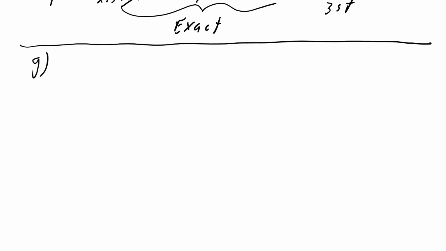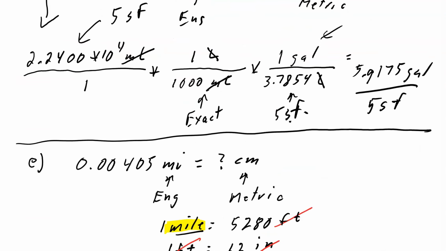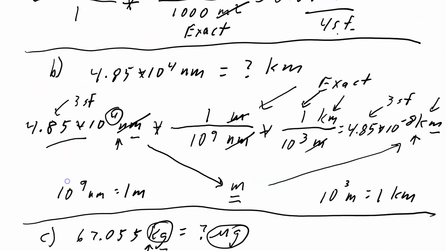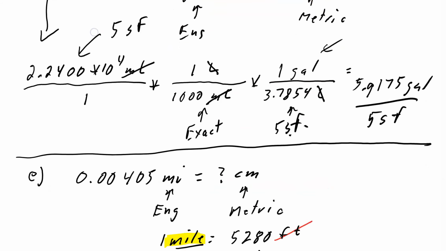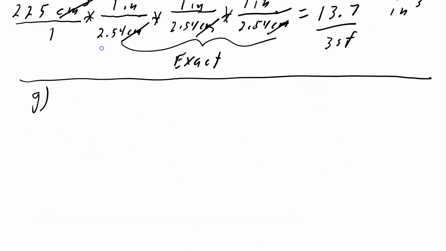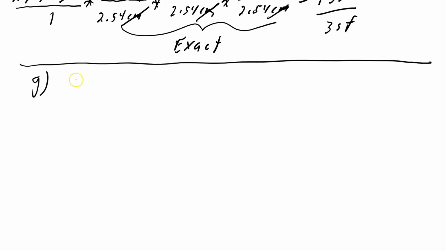And let's scroll up and see what problem G asks us to do. It's getting longer to get up there. Problem I did in class, very similar. 55 miles per hour converted to kilometers per minute. So let's write down our starting measurement. We are told that we have a velocity of 55 miles per hour. And we want to convert this to units of kilometers per minute.